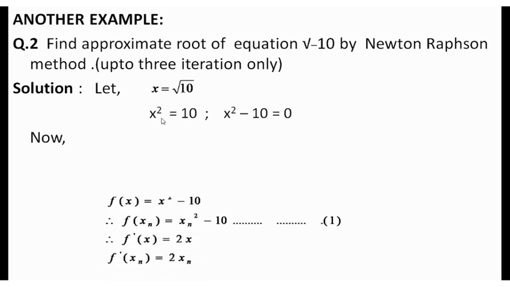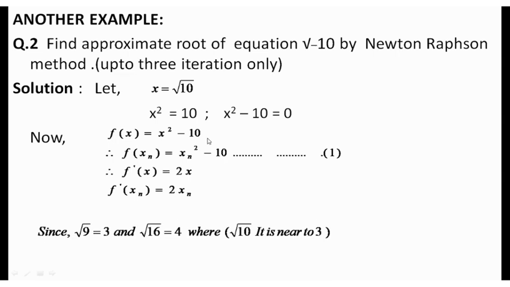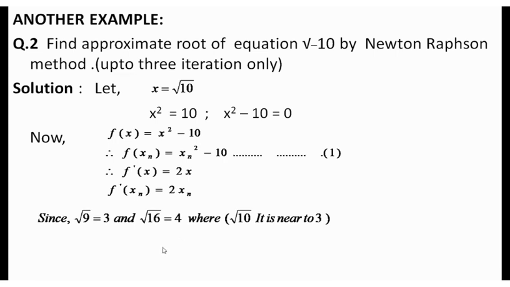Now, f of x is equals to x square minus 10. Equation we have got. So now, put f of x is equals to x square minus 10. Therefore, f of xn becomes xn square minus 10. Now the derivative of this, we get 2x, and 2xn.